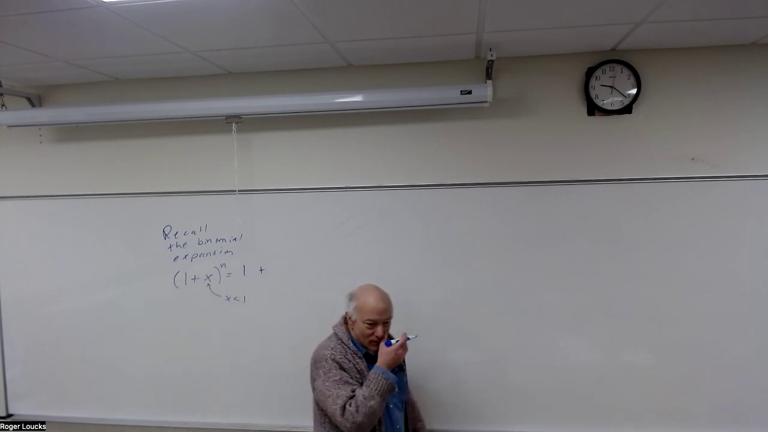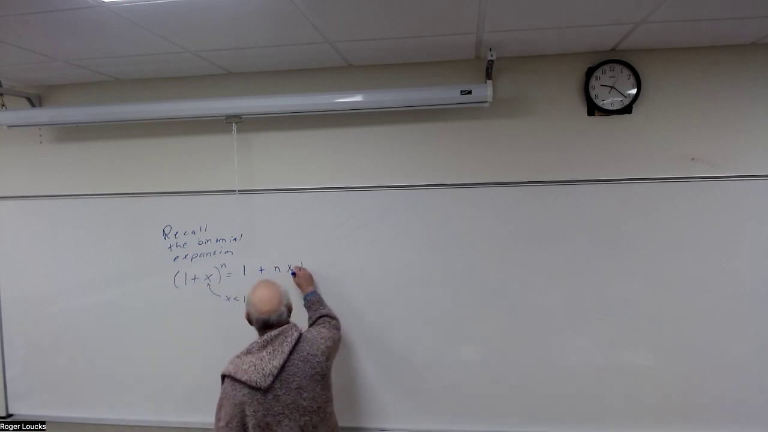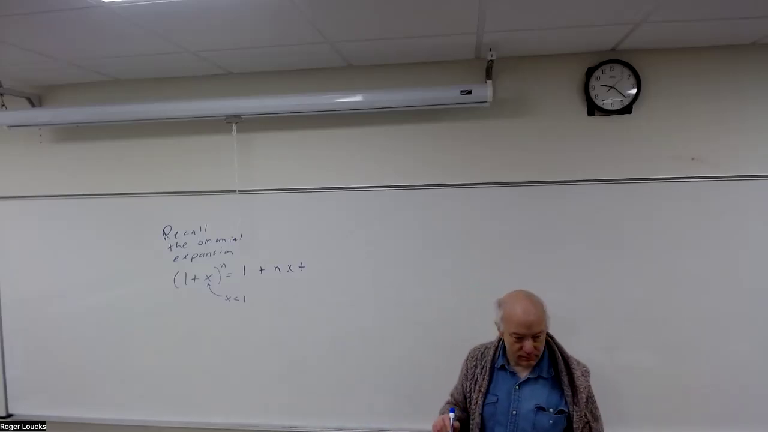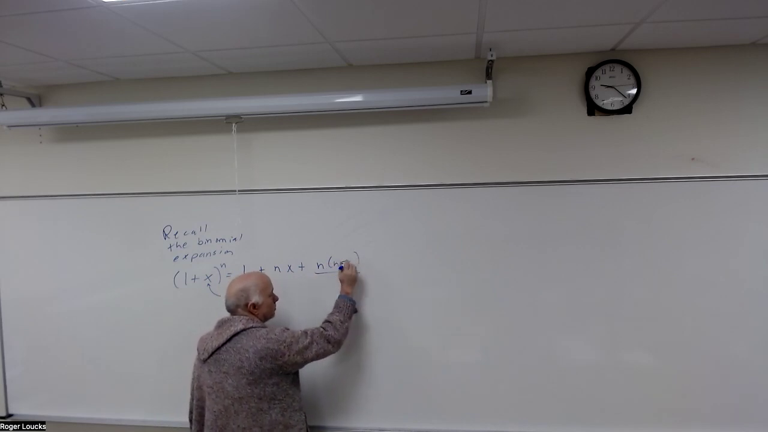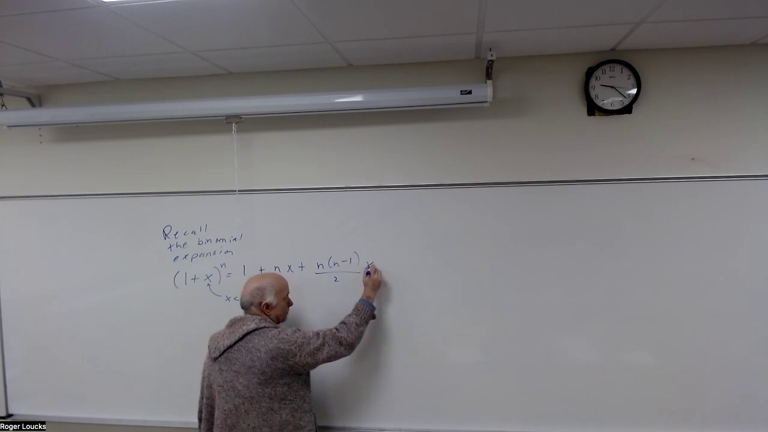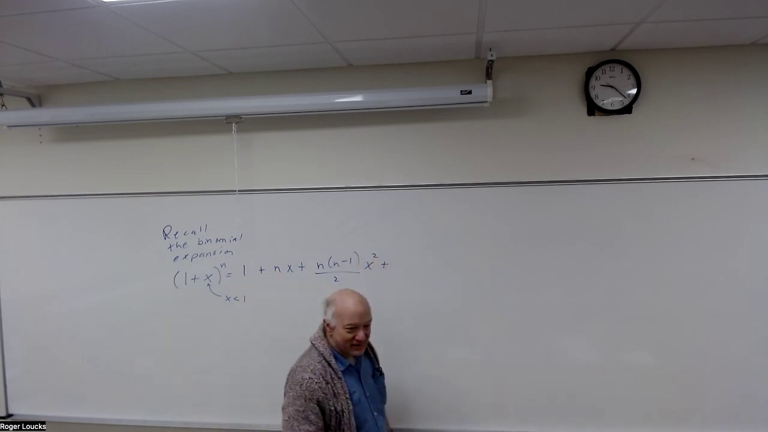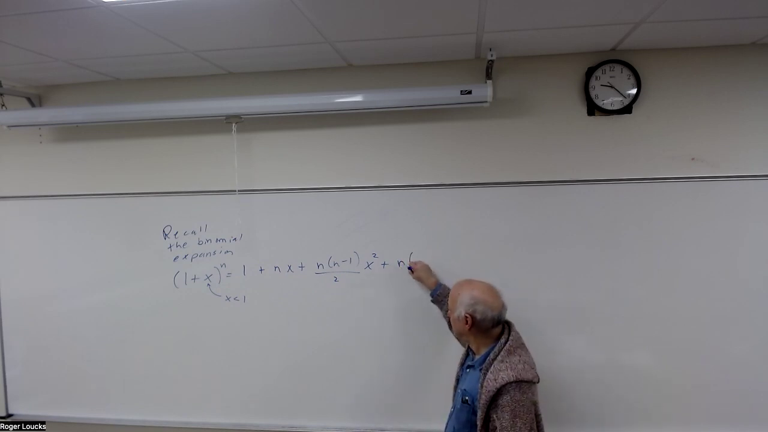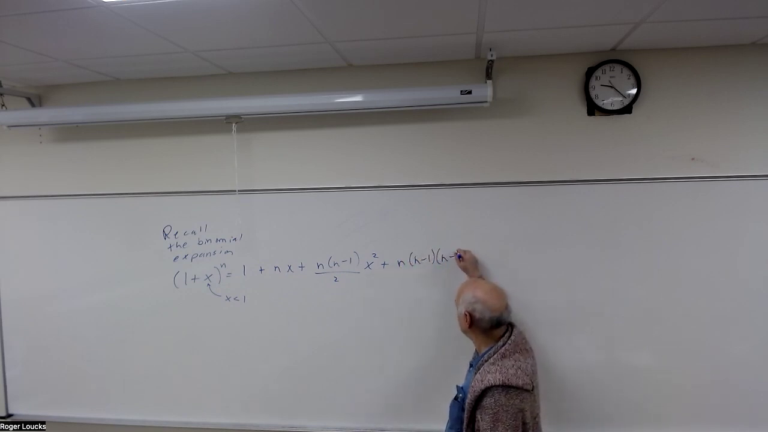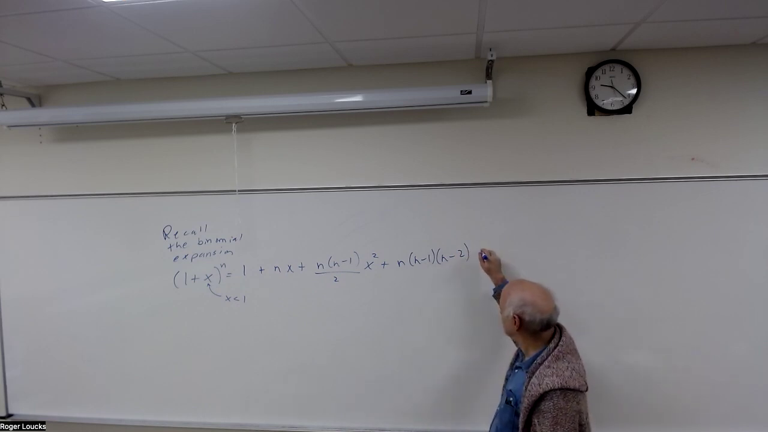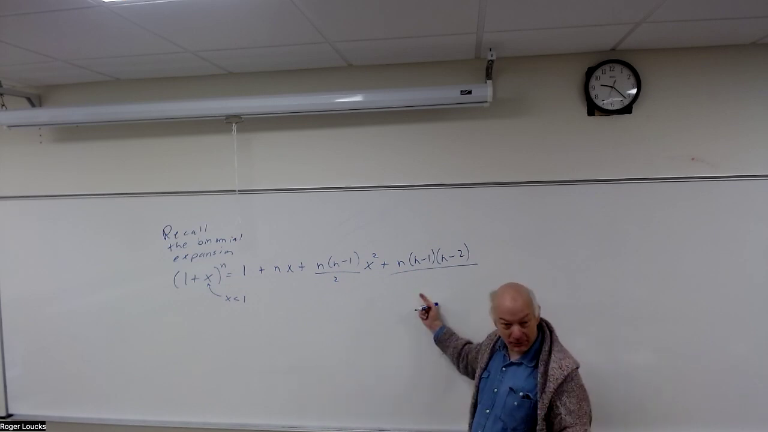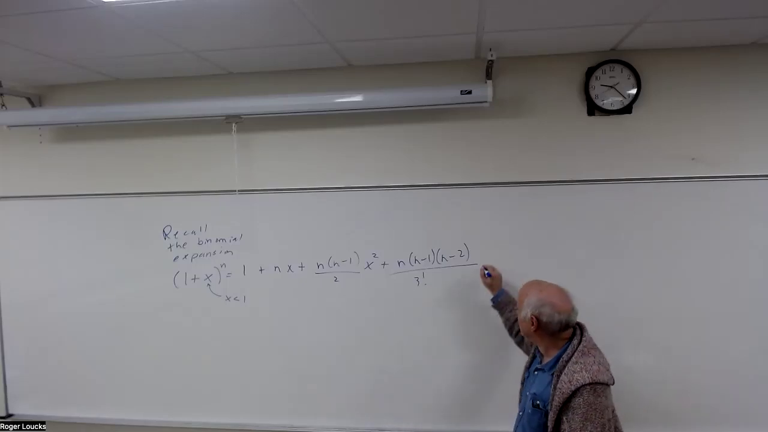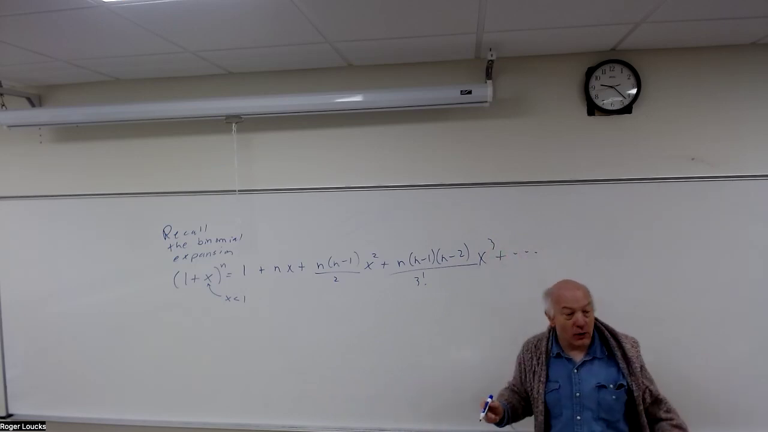Plus nx. Plus n times n minus 1 over 2 x squared plus n times n minus 1 times n minus 2 over 3! Because there's an exclamation point, so you have to raise your voice. Okay? It's true. x cubed plus. And it goes on and on.